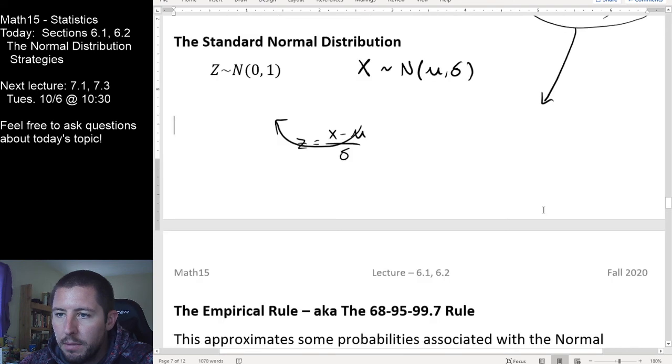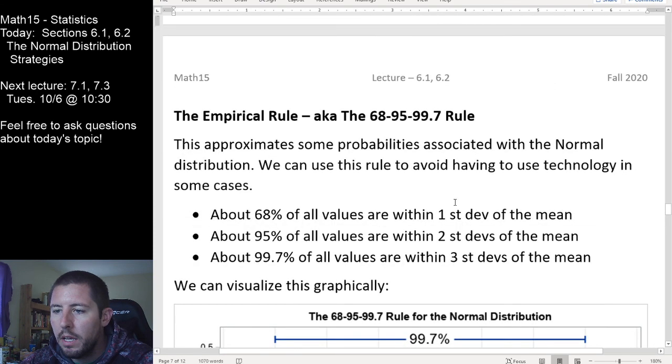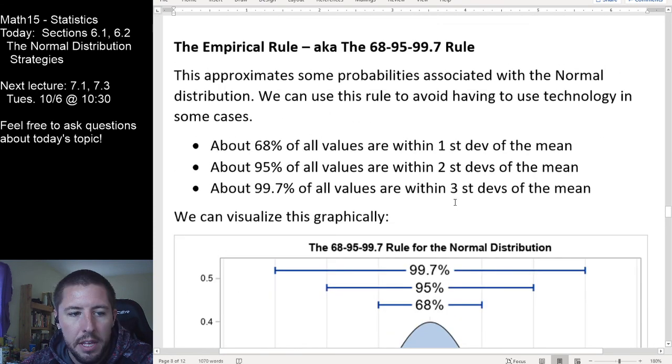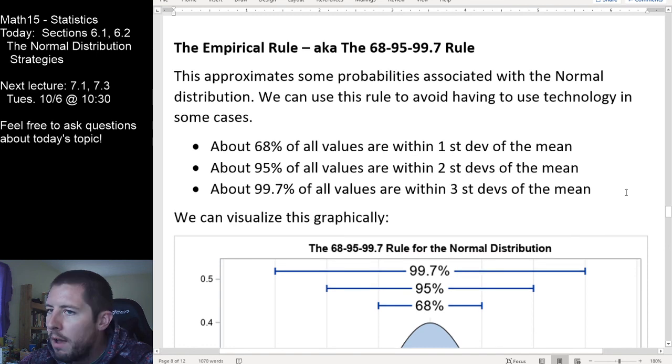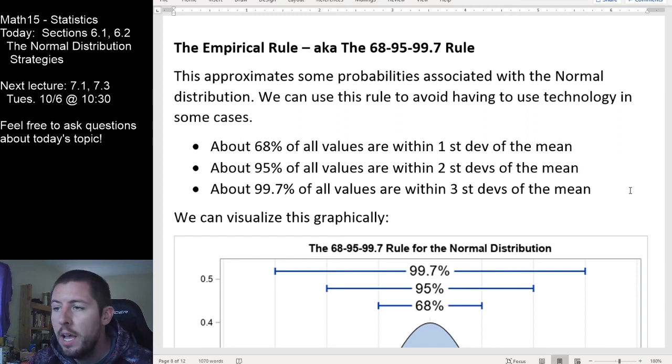I do think I'm getting maybe a little bit long here today. We might bump our technology things into tomorrow. That's okay. I think that's what I'm going to do. I'm going to do the empirical rule today, which is how we approximate probabilities associated with the normal distribution. And just because we're already at 1 hour and 15 minutes, I don't want to go longer than 1 hour and 30. So I'm going to bump our Excel and TI calculator computations into the beginning of tomorrow's video.